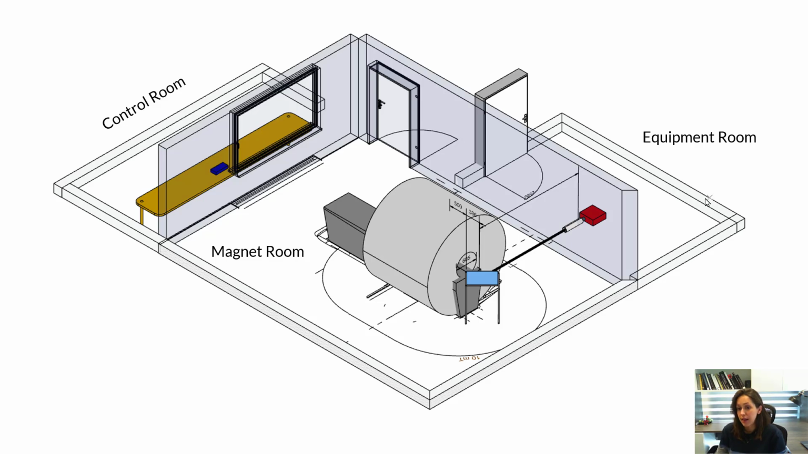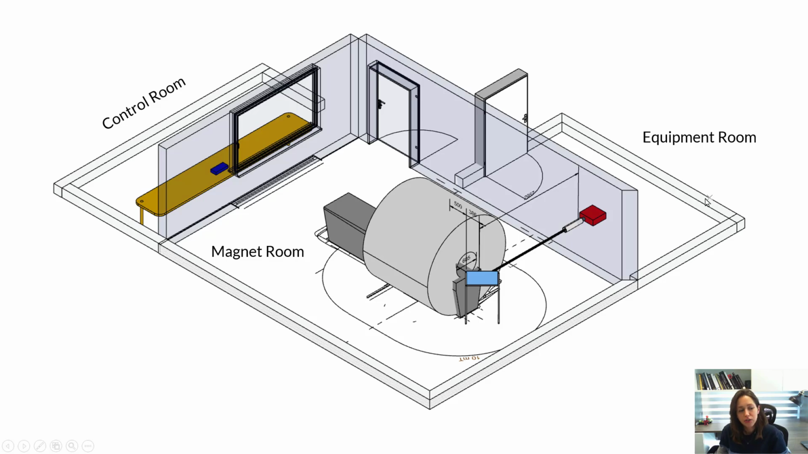And how do you get the image inside of it? Well, it's more and more common to see projection waveguides inside MRI rooms. They're also called video waveguides. And they're typically long and wide cylinders that provide an opening through the magnet room shielding. So a little bit like this.